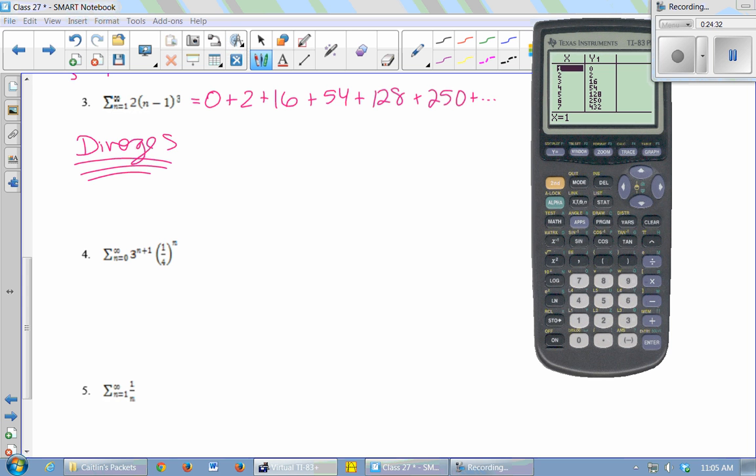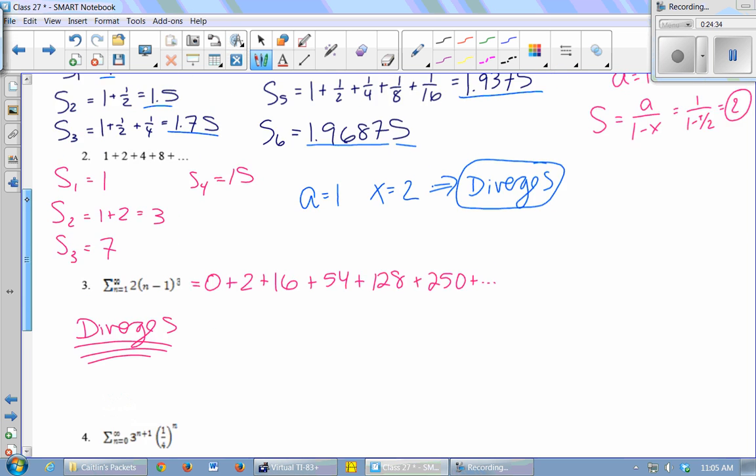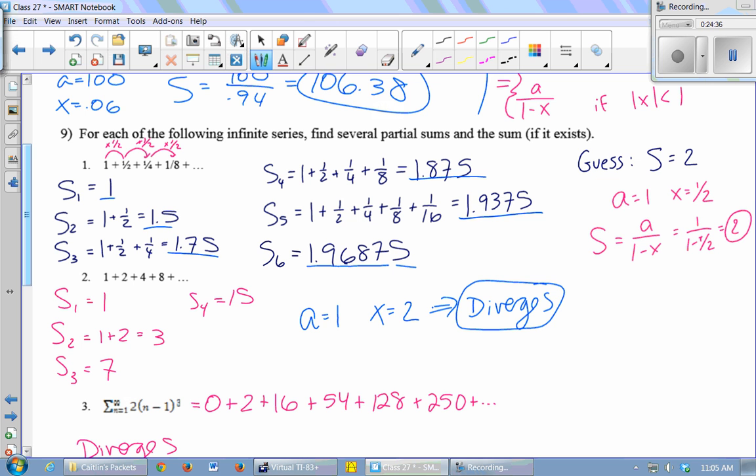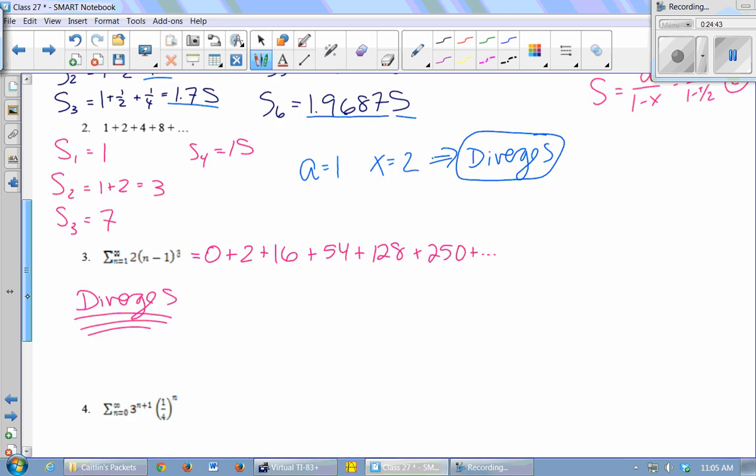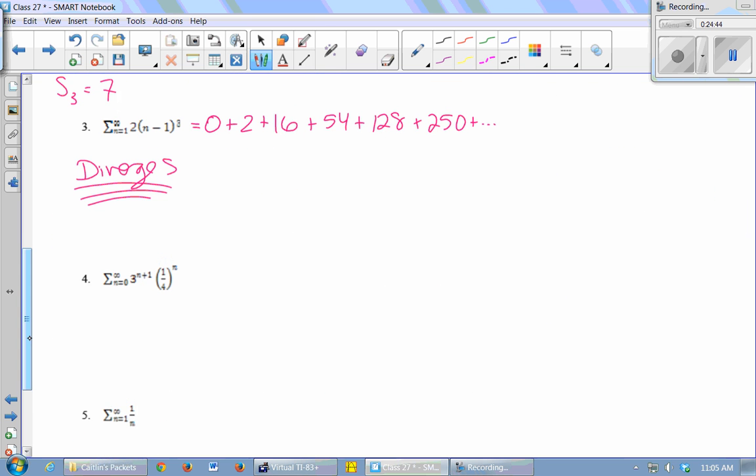The key to something converging is that eventually the things you're adding are so minuscule that it's not going to change the sum enough, right? So if you're just adding bigger and bigger numbers, that's going to diverge. All right, you try 4 and 5.